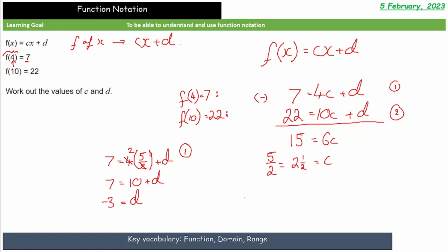And because we're good mathematicians, we're just going to check with our last equation. 10 times 5 over 2 minus 3. So we've got 22 equals, that becomes 5 there, 25 minus 3, which equals 22. So we've done the right thing.